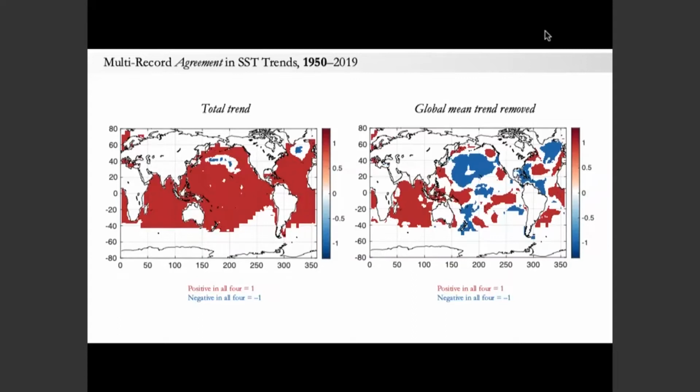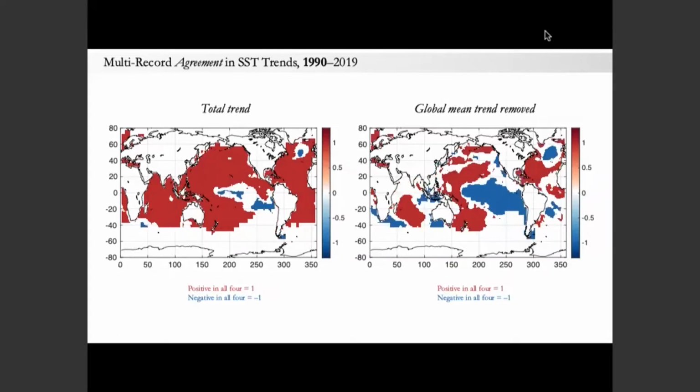And then, of course, if we sort of ludicrously jump forward all the way to 1990 to 2019, you start to see some familiar faces throughout the Pacific. And of course, some of this may be owing to internal climate variability.